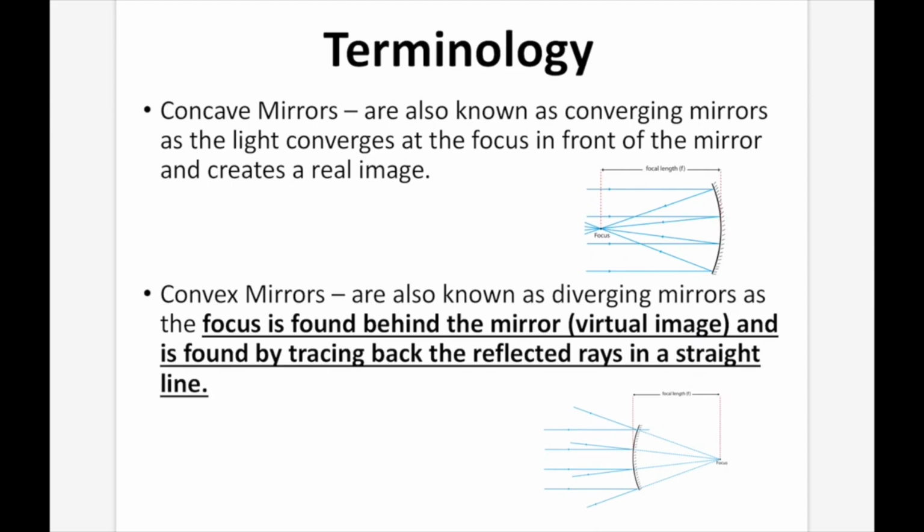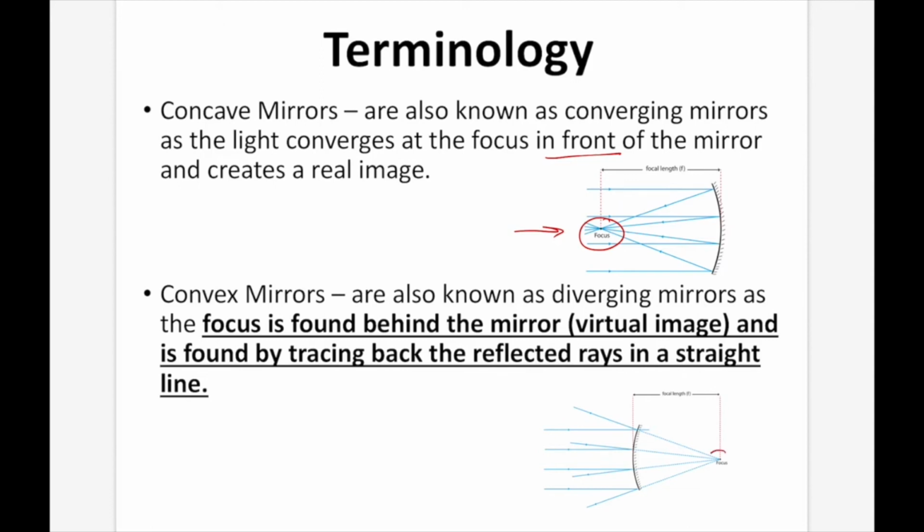Concave mirrors are also known as converging mirrors, as the light converges at the focal point in front of the mirror and creates a real image. So there's going to be a concave mirror right there, and you can see the focal point is in front of the mirror. Convex mirrors are also known as diverging mirrors, as the focus is found behind the mirror and is found by tracing the reflected rays in a straight line.